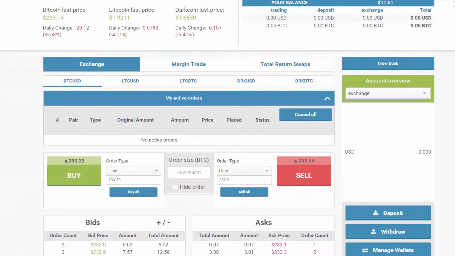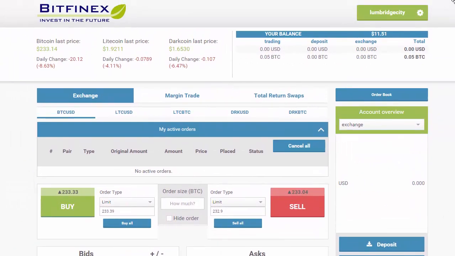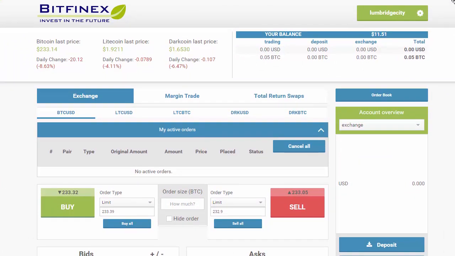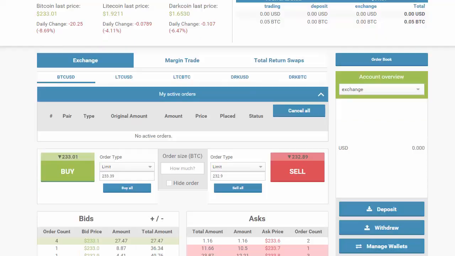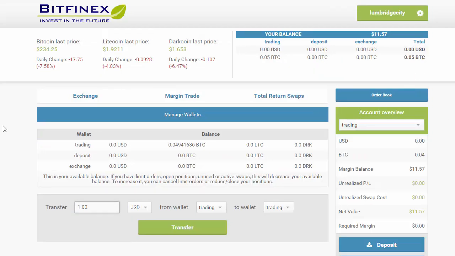I'm really fortunate to have had a few different donators give tips to this starting fund for Lumbridge City to use its trading system. And right now we have $11.51 US dollars worth of Bitcoins. And I initially put them into a specific account here inside Bitfinex without really knowing what that account meant. And sure enough, I had put my trading money into the trading wallet.